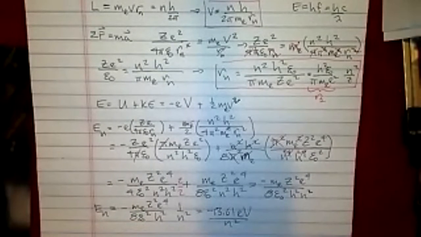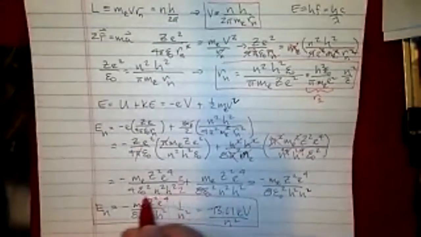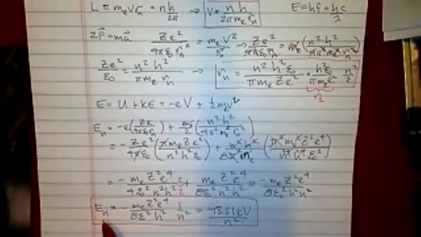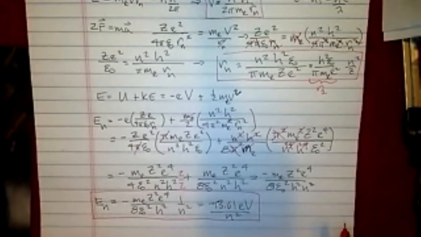So that's the energy of the nth orbit. In other words, the n equal 1 orbit would be the orbit closest to the nucleus. The n equal 2 would be the second closest. The n equal 3 would be third closest, and so on and so forth.